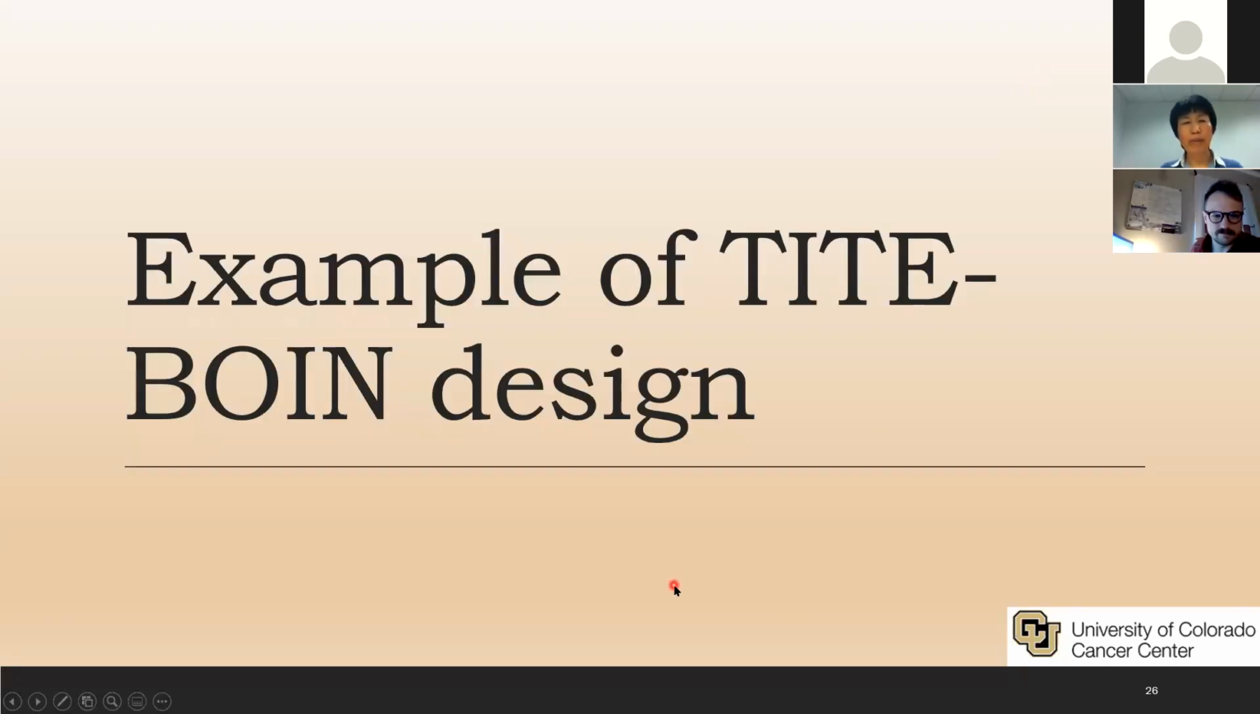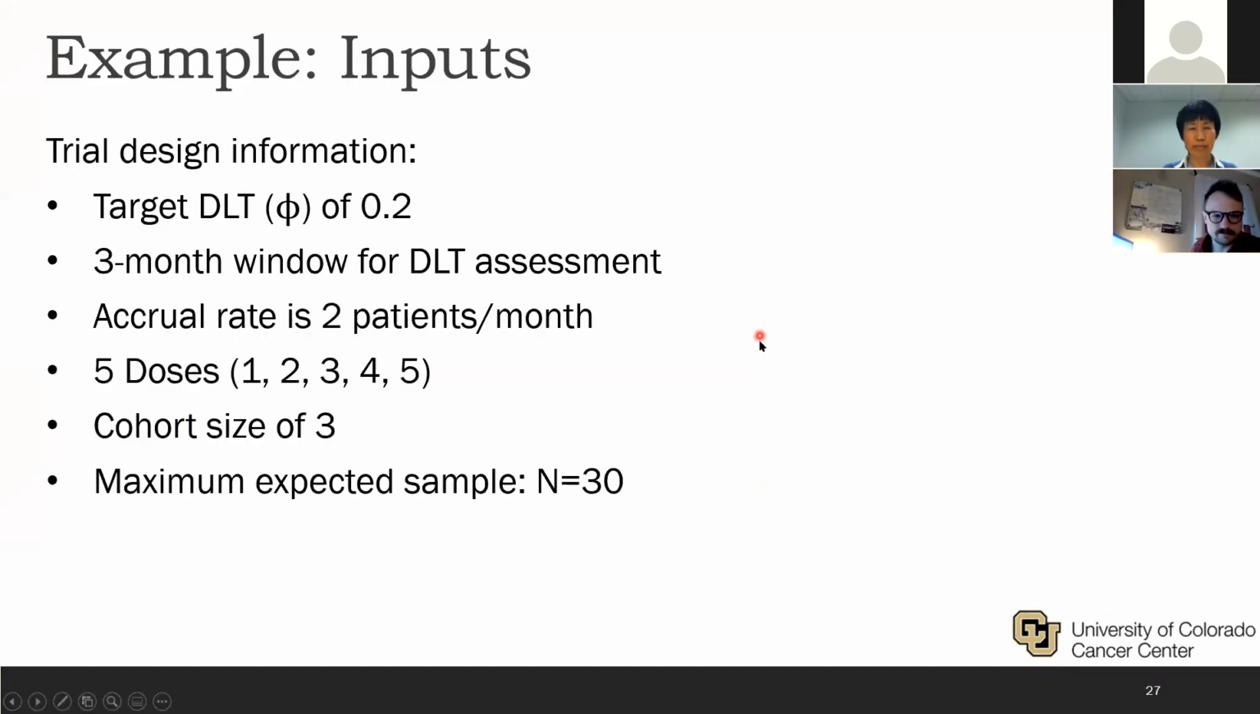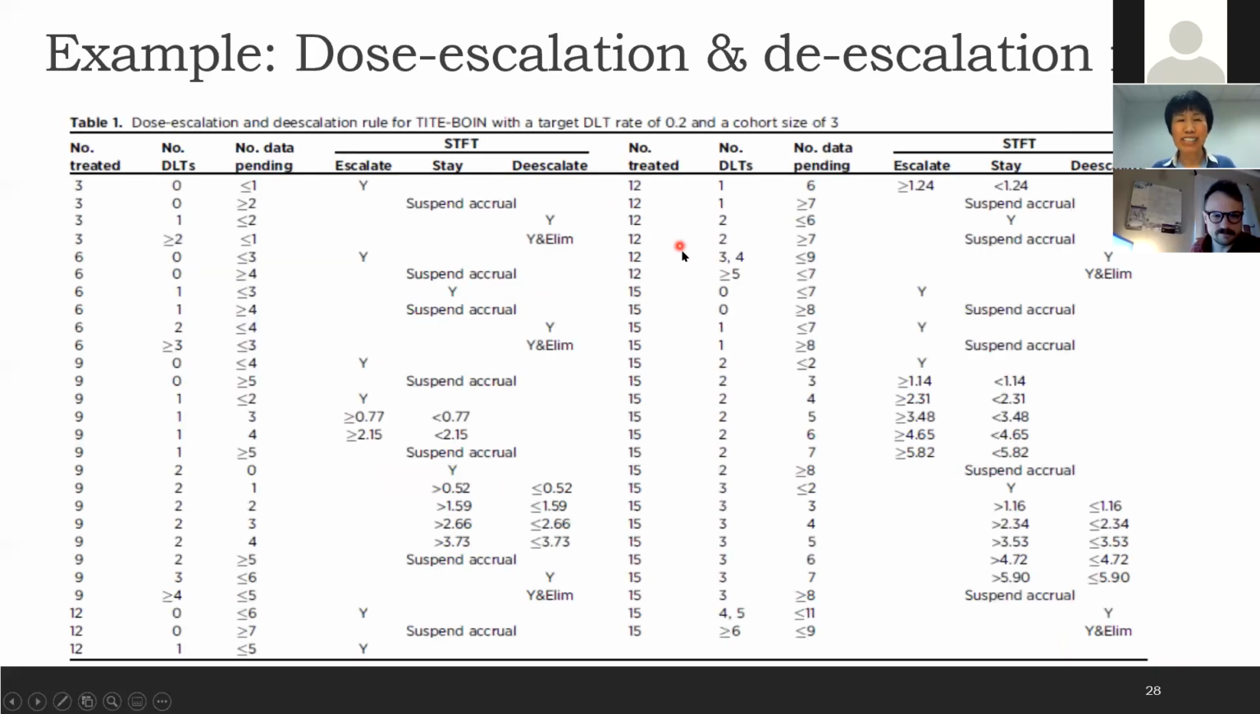Now I'm going to run through an example using the time-to-event BOIN design. Here is the trial design information. The target DLT rate is 0.2, and the DLT assessment window is 3 months. The accrual rate is 2 patients per month. We have 5 doses, and the cohort size is 3. The maximum expected sample size is 30. Here are the pre-tabulated decision rules based on the information we just put in.